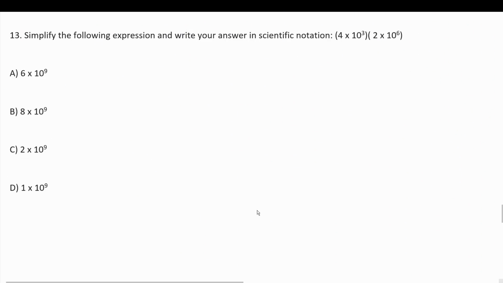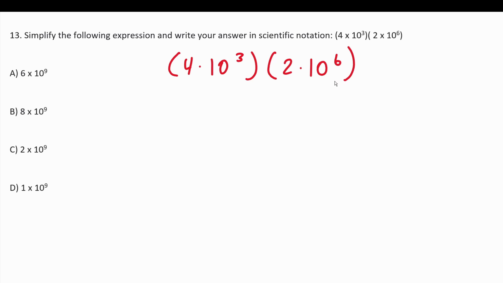Number 13 says, simplify the following expression and write your answer in scientific notation. We have 4 times 10 to the third and 2 times 10 to the sixth. So let me copy this down to start. We have 4 times 10 to the third times 2 times 10 to the sixth. All right, so the key to doing this one is to break these apart. We're going to do 4 times 2 over here. Then we're going to do 10 to the third times 10 to the sixth over here.